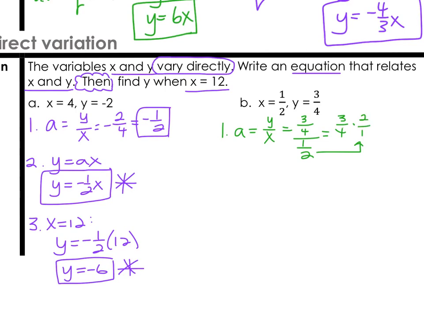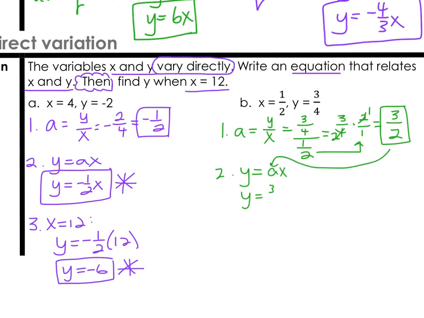Looking at this product, I notice the 2 goes into itself once and into 4 twice. Therefore, 3 times 1 in the numerator is 3, and 2 times 1 in the denominator is 2. A equals 3/2. Now we're going to substitute that into the second part, Y equals AX. Just plug that in right there, and we have Y equals 3/2 X. There's our direct variation equation.